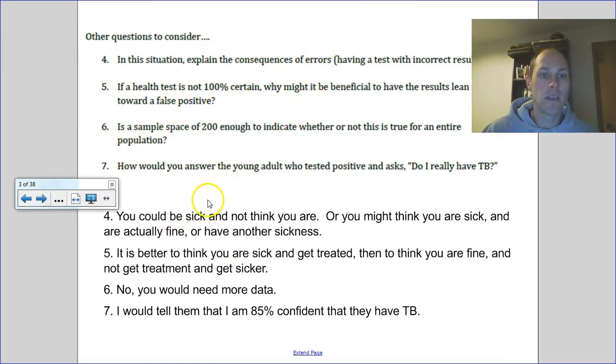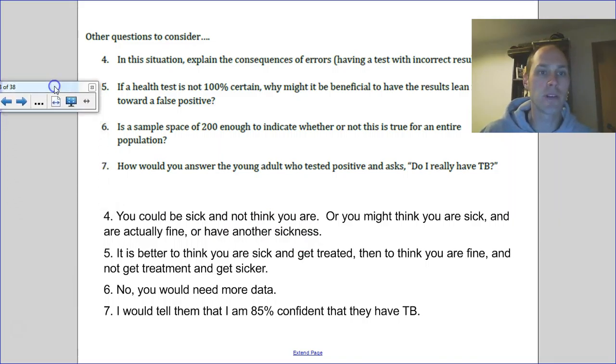Well, if you test negative and you think you don't have it, you could actually be sick and you might actually get sicker. But if you test positive, you might think you're sick and maybe you're actually fine and you get treatment that you don't really need. Or maybe you have another sickness that isn't getting treated because you thought you have tuberculosis. So there are some problems there with both scenarios, which is why you want to be pretty certain on your test.